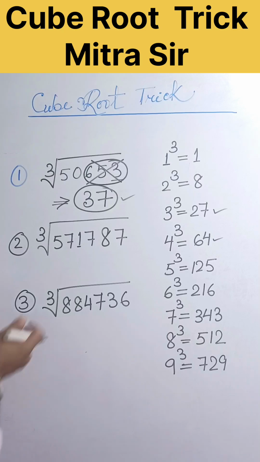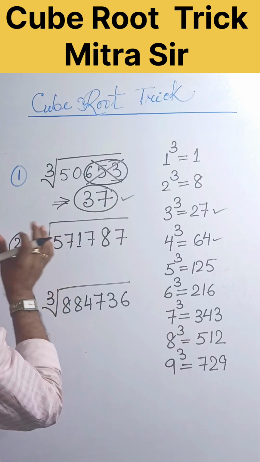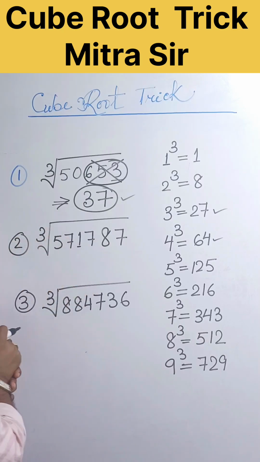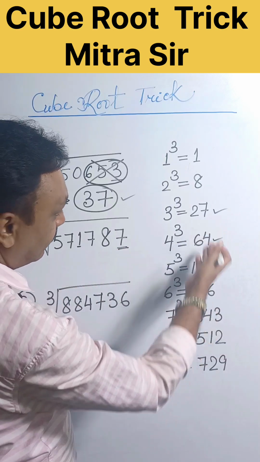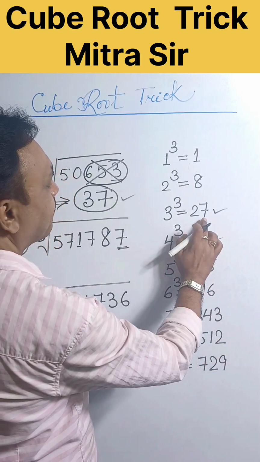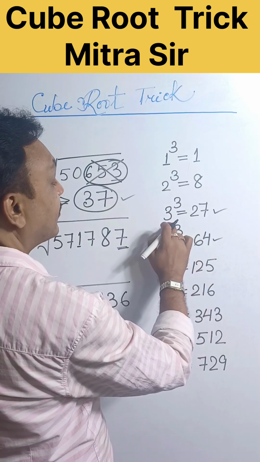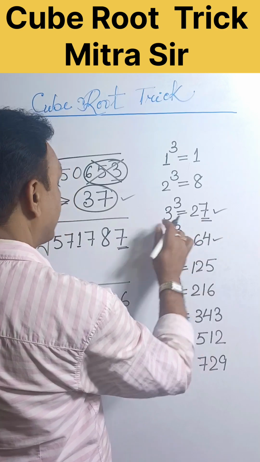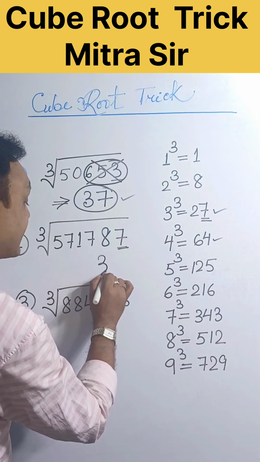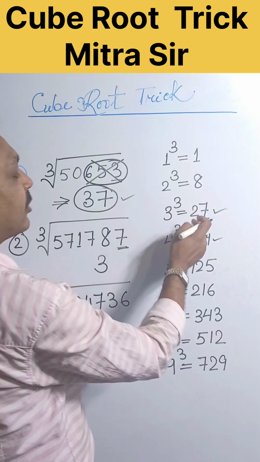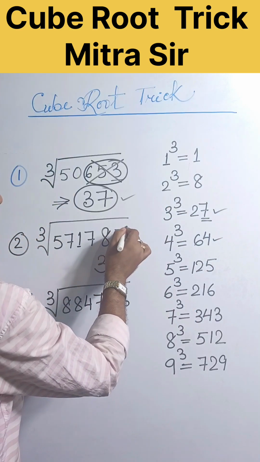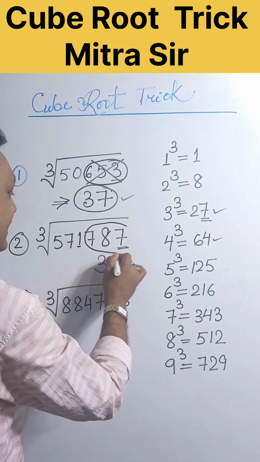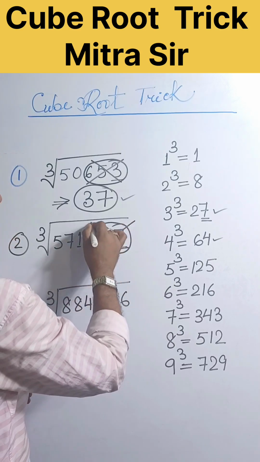Similarly, in the second case, here also I am going to find the cube root of a bigger number. Same rule, check the unit digit 7. From here, where is 7? 7 is coming here in 3 cube. So write the unit digit as 3, because 3 cube is 27. Here the unit digit is coming 7. So now these 3 digits you have to cancel.